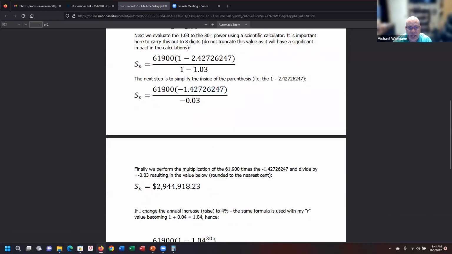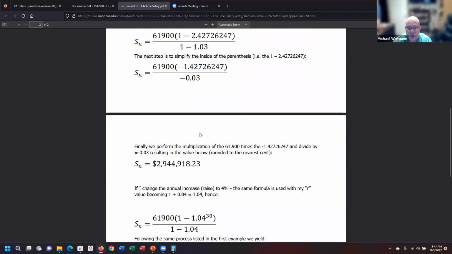The next step, you're going to take 61,900 times negative 1.42726247. I would carry that out as many decimal places as your calculator gets back, and then divide it by negative 0.03. And you'll notice over the lifetime of 30 years, you get $2,944,918.23. Now, when you reply back in the initial post, don't round it to 3 million. I want it to the cent. Your bank isn't going to round up to 3 million. I want to know the exact value.